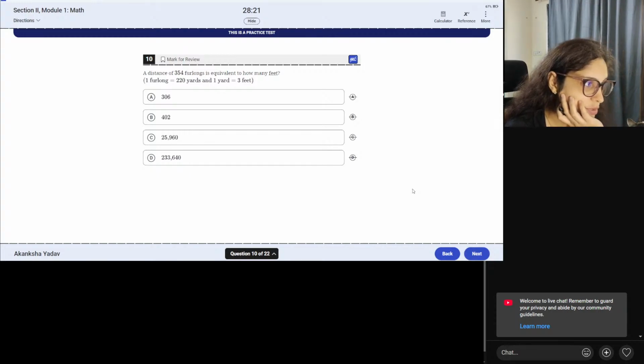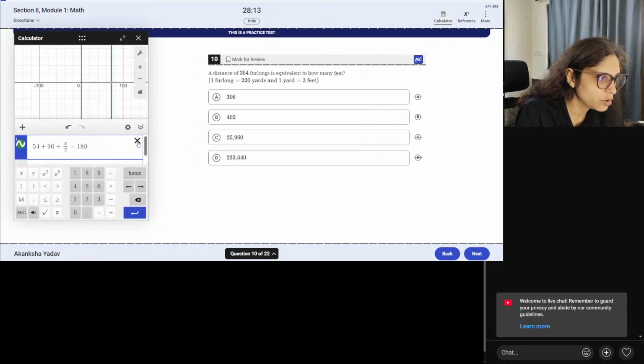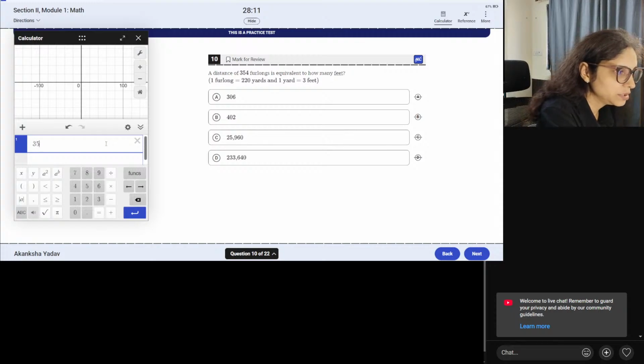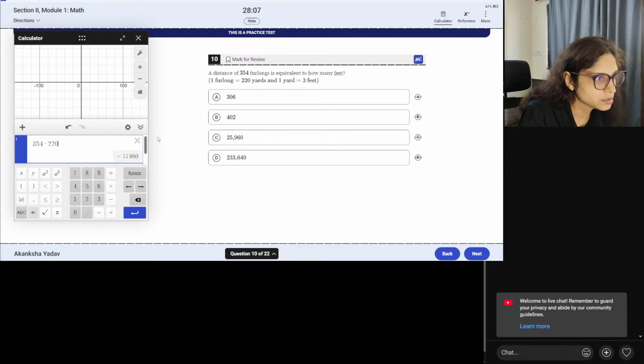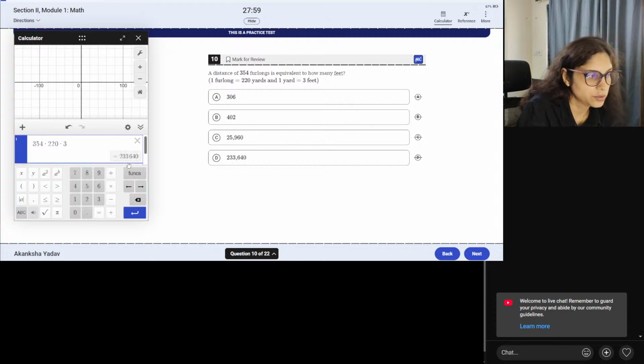A distance of 354 furlongs is equivalent to how many feet? So 1 furlong is 220 yards. So 354 furlongs will be 354 times 220 yards. And 1 yard is 3 feet. So these many yards will be times 3 feet.